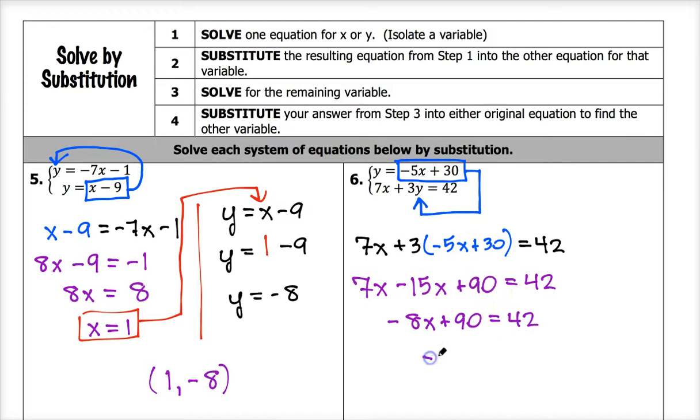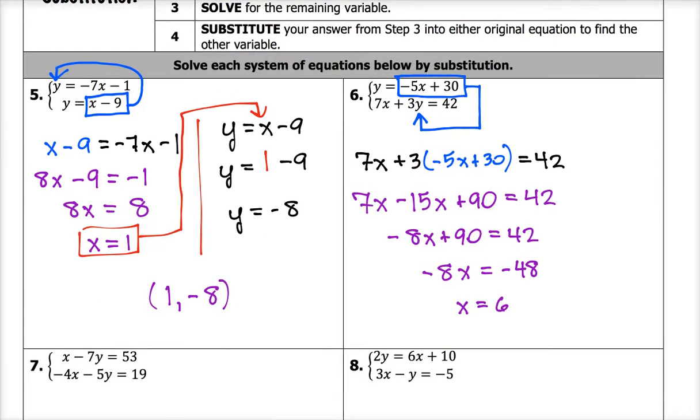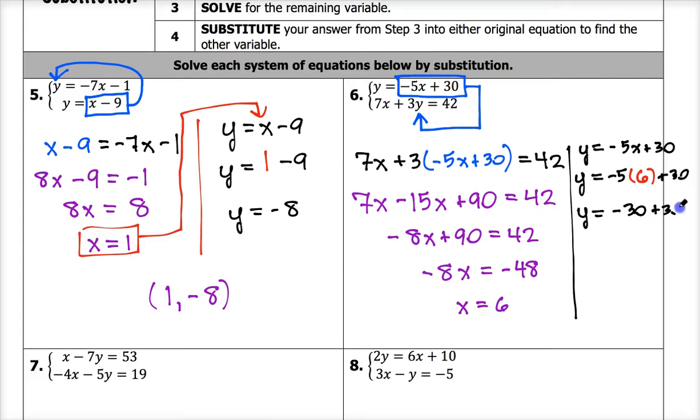So solving this equation for x, we get x equals positive 6. Now to find y, I need to take one of my original equations and substitute positive 6 in for x. So I can choose, again, my first equation, y equals negative 5x plus 30. I know that x is 6, so this becomes y equals negative 30 plus 30, and y comes out to be 0. So the ordered pair that's the solution of this system would be (6, 0).